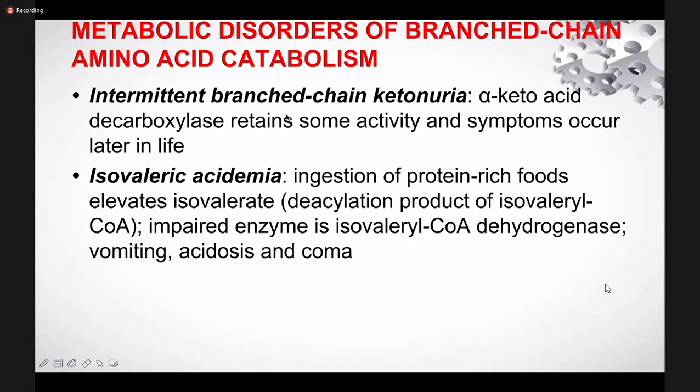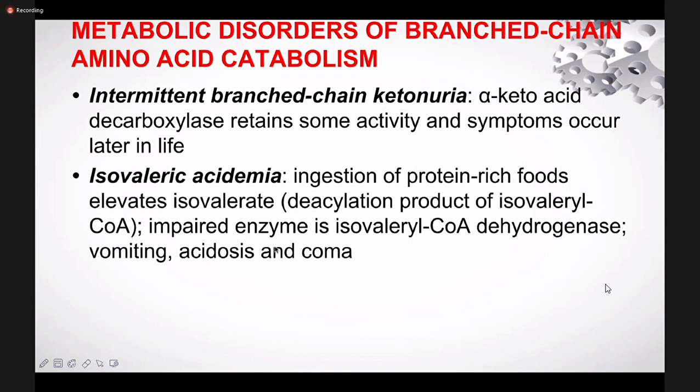So we also have the intermittent branched-chain ketonuria. Here, the alpha keto acid decarboxylase retains some activity. So this one is only intermittent. So there is still some activity, unlike the MSUD where there is really a defect. They still retain some of its activity. So the symptoms occur later in life.